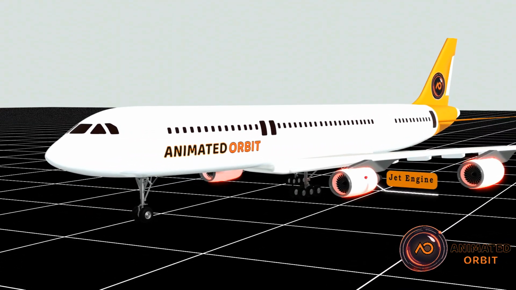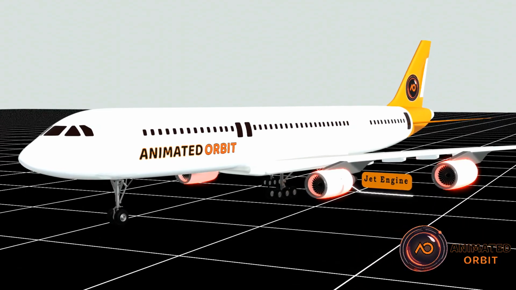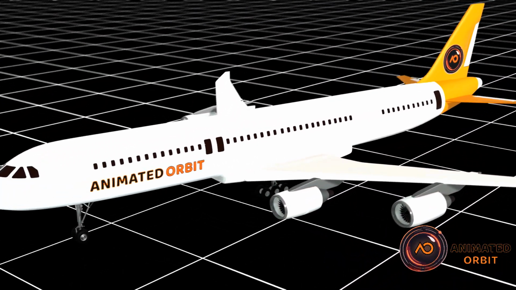Engines. The engines generate thrust, which moves the airplane forward. They can be jet engines or propeller engines. The forward motion enables the wings to generate lift.